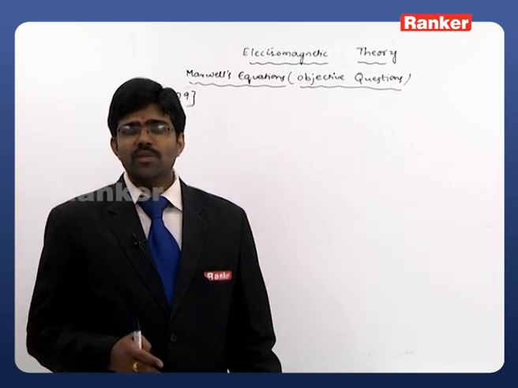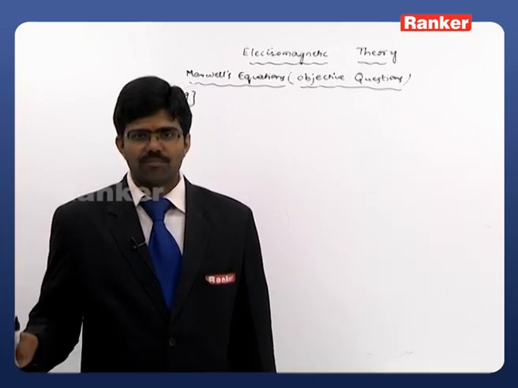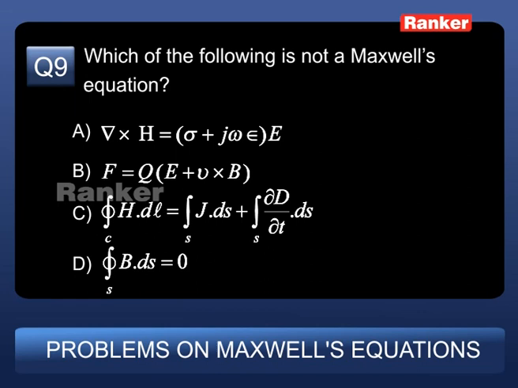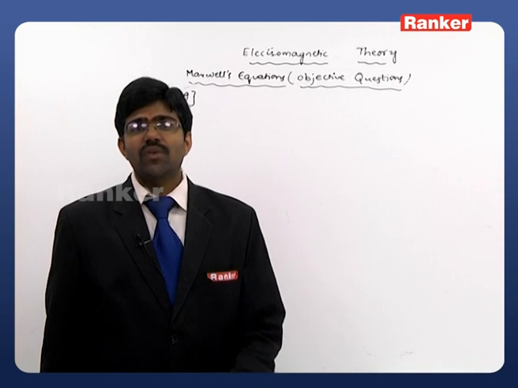So we must be familiar with Maxwell's equations in all forms. The first option, del cross H equals sigma plus j omega epsilon E. This is called Ampere's law in phasor form.